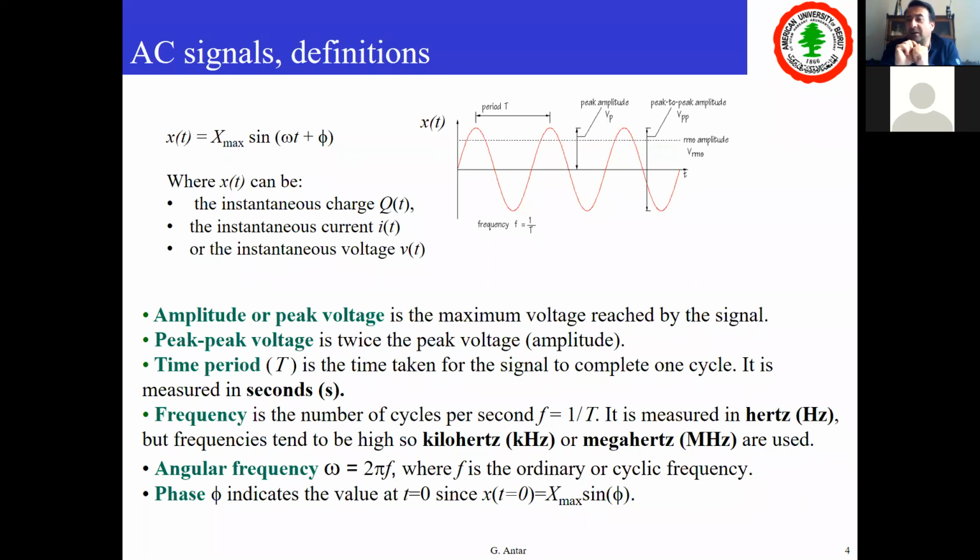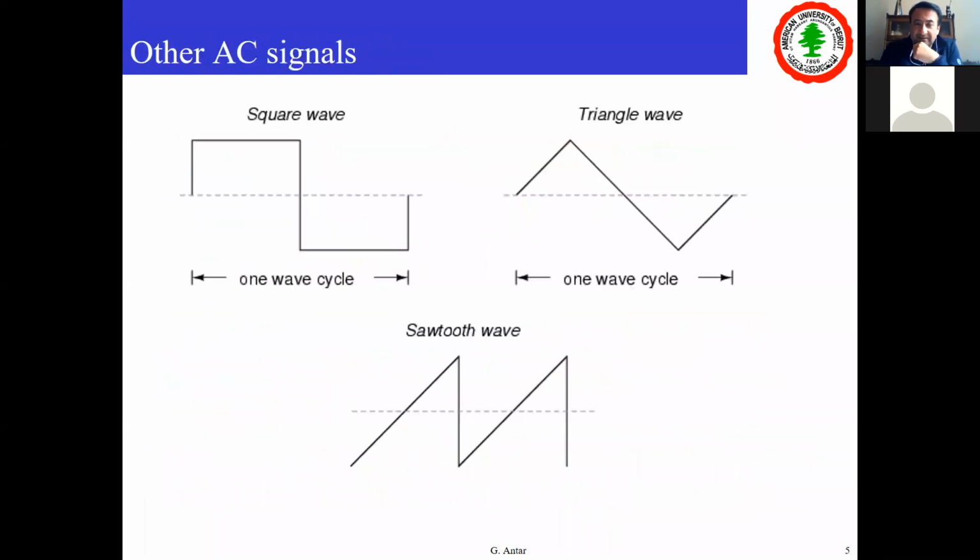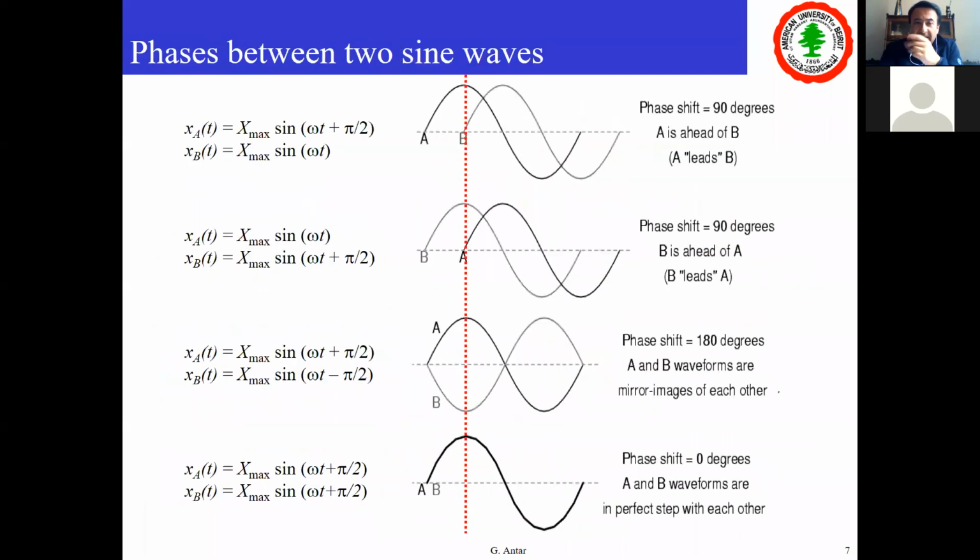And now the phase is going to play an important role, as we will see shortly. So if I now compare two signals, xa and xb, as functions of time: xa is equal to x max sine of omega t plus pi over 2, and xb is equal to x max sine of omega t. So in order to see, let t equal 0. At t equal to 0, you see that xa is equal to x max sine of pi over 2, which is equal to x max.